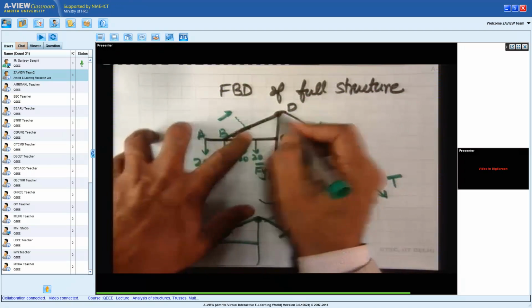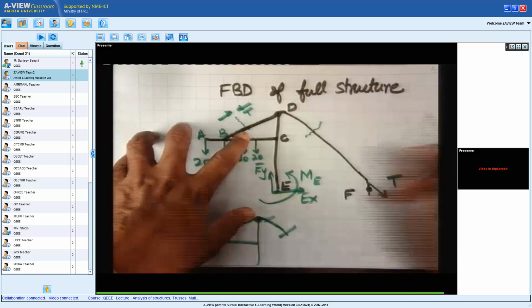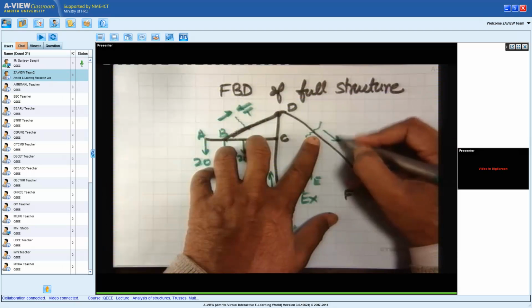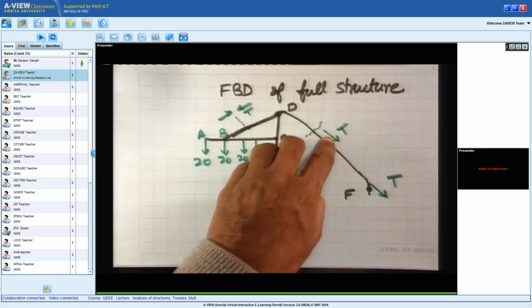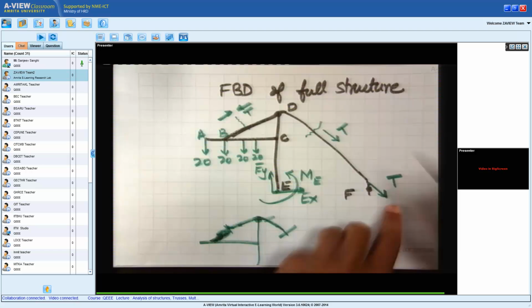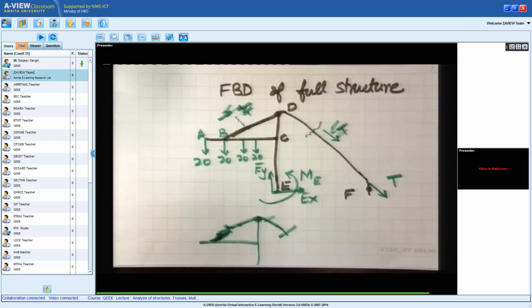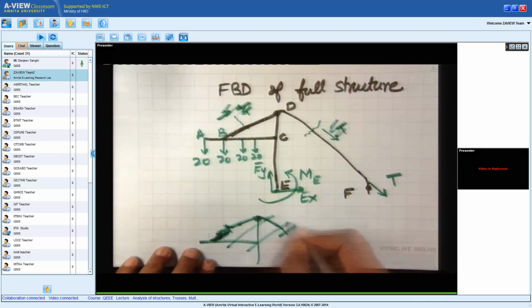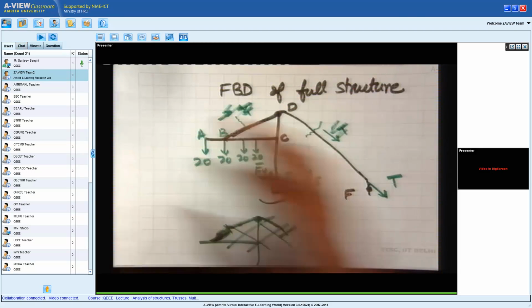And when you cut the string at this point, the same tension is going to come here, and at this point the tension will come here. These two will cancel out, and this tension is the same as this tension. So you will in effect get the same thing. Therefore you have to be very careful in things like this as to where you make your cuts. So this is the free body diagram of the entire structure.